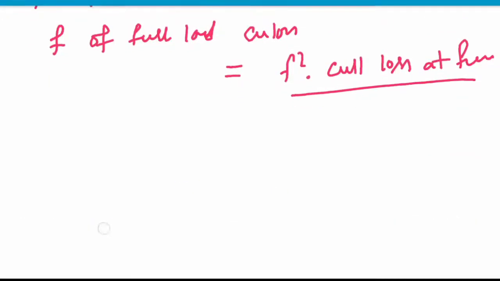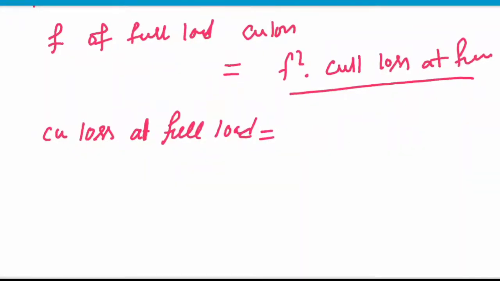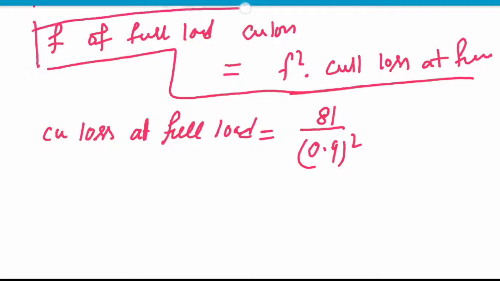So copper loss at full load will be equal to 81 by 0.9 whole square, because it is given that at 90% of full load current the copper loss is 81 watt. So at full load copper loss will be 81 by 0.9 whole square. This is the concept. So this will be equal to 100 watt.